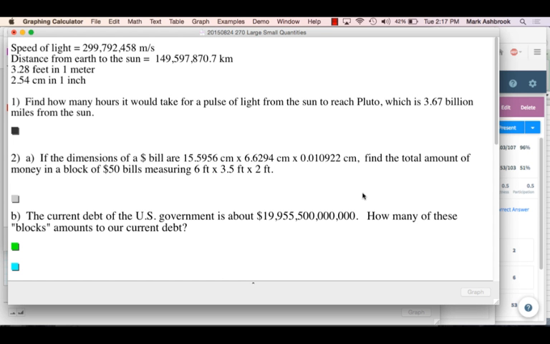So that's all text. And this black box is my first line. And so what I want to put in here is I want to write a calculation. I don't want to do any simplifying. I want to see the whole calculation that solves this question. How many hours would it take for a pulse of light from the sun to reach Pluto, which is 3.6 billion miles from the sun? Okay, so why don't you take a minute and work on that, see how you do.